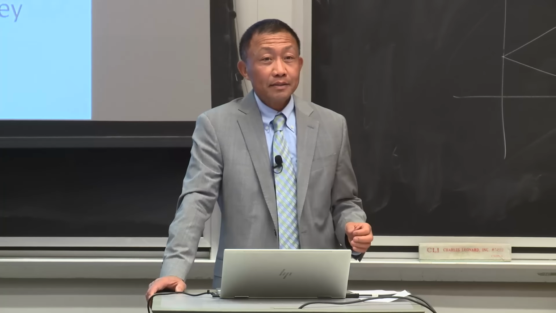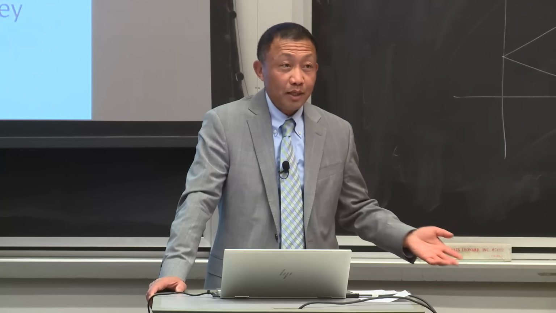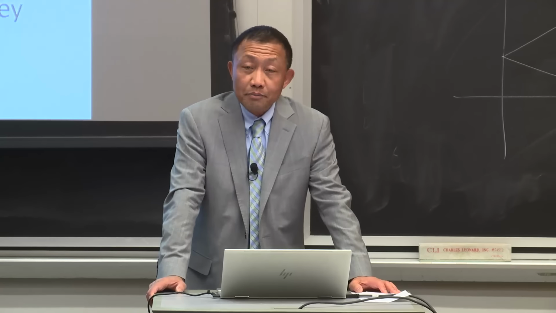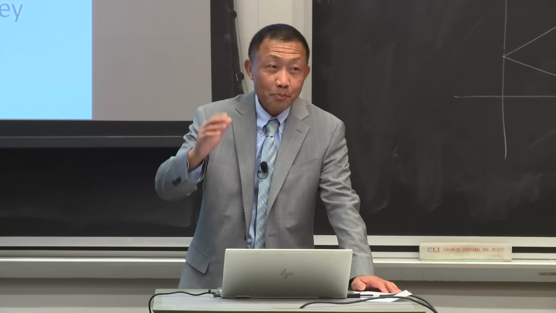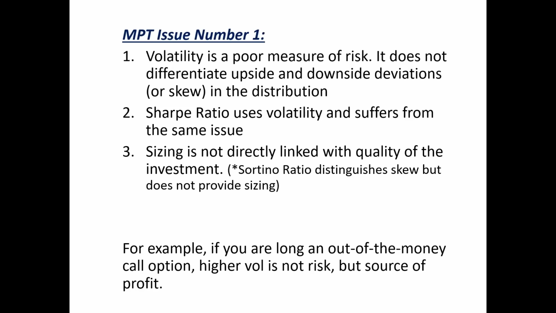On the other hand, if I'm short an out of the money option, I probably want to have lower vol, the better, because I don't want to get exercised. So it really depends on your gain situation, your payout, or your potential loss. And the Sharpe ratio is derived from volatility, so it basically suffers from the same issue.